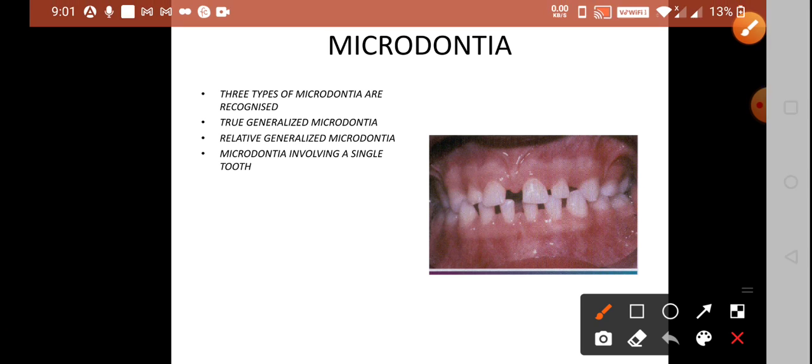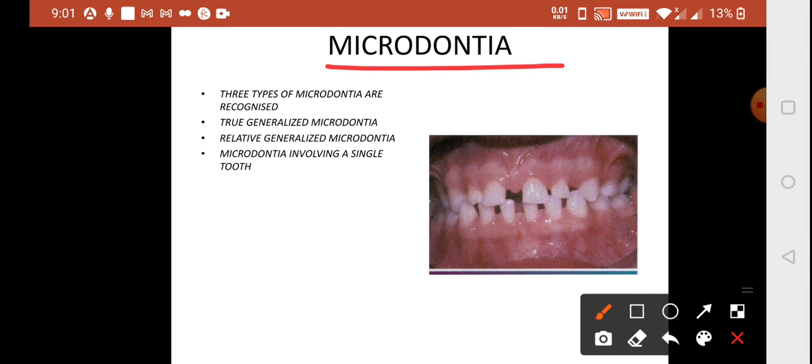So here we'll be dealing with the first topic, that is microdontia, where the size of the teeth will be micro, meaning the size of the teeth will be smaller than the normal size. The name itself suggests very clearly that the size of the teeth will be small. Three types of microdontia are recognized: true generalized microdontia, relative generalized microdontia, and microdontia involving a single tooth.